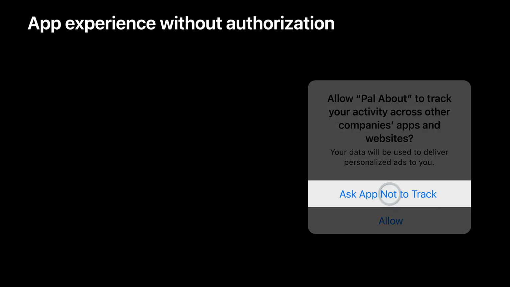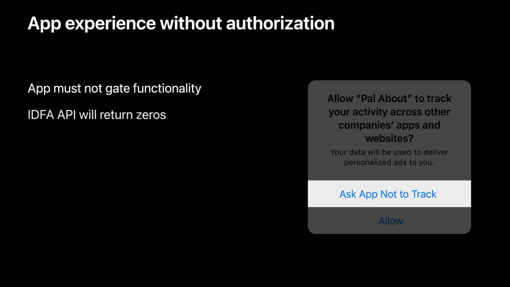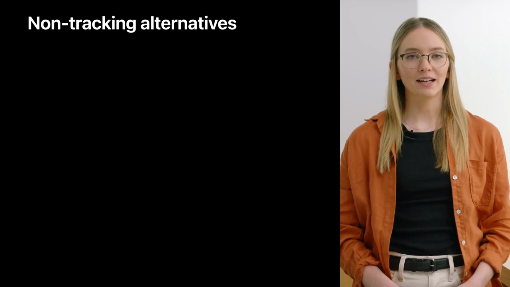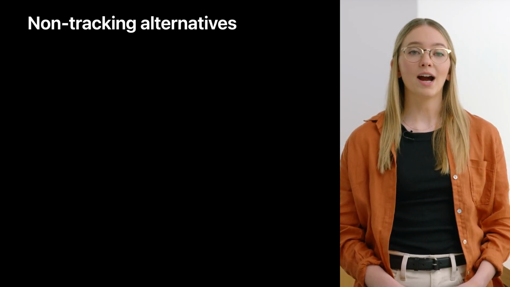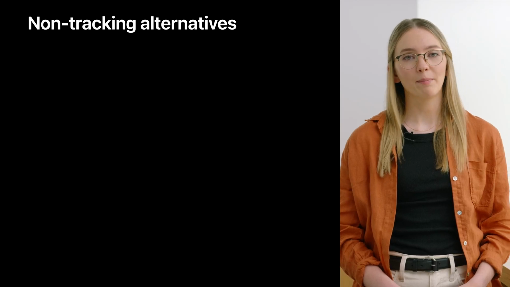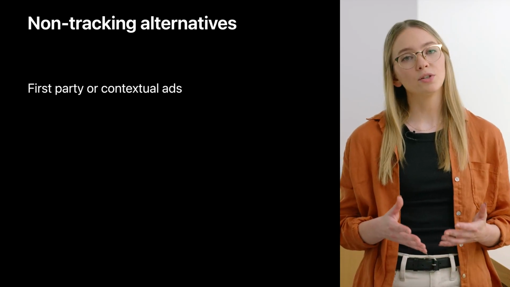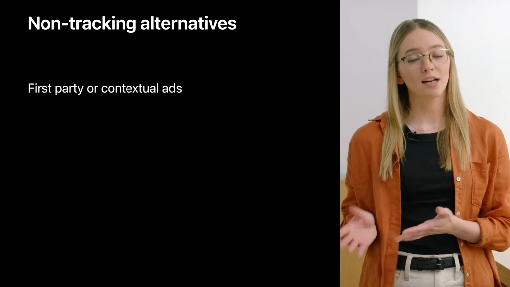If your app doesn't have tracking authorization for a user, there are a couple things to keep in mind. First, per the App Store review guidelines, your app must not gate any of its functionality on whether the user agrees to allow tracking. Second, the IDFA API will return all zeros if the user has asked your app not to track. If a user has opted out of tracking, there are non-tracking alternatives for advertising or advertising measurement for your app. For example, your app could choose to serve first-party ads or contextual ads.